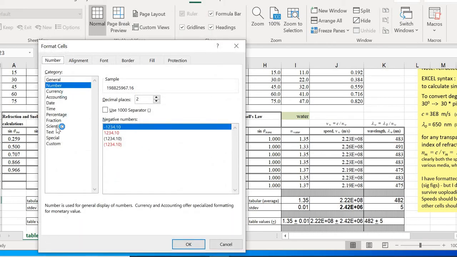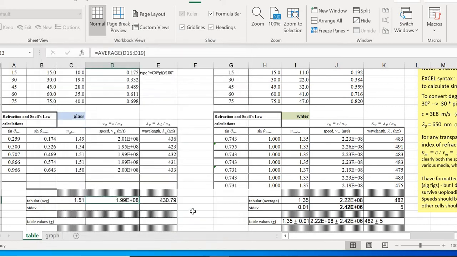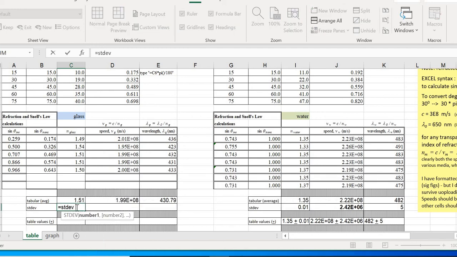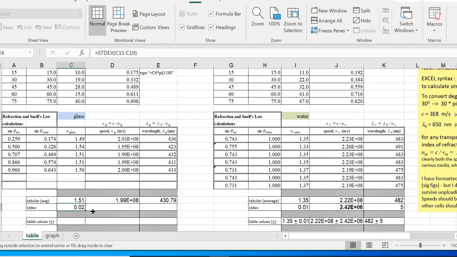scientific notation, with 2 decimal places, good enough. There you go. See that? Now, this really doesn't need all these decimal places, so we'll fix that up in a minute. Okay, what's the standard deviation? Equals STDEV. Grab that population. See that? Now, let's go over here and grab all of them. We'll get all the standard deviations. See that? Look at that. Isn't that cool? It does it for you. So that's the standard deviation of this group, and that's the standard deviation of this group.